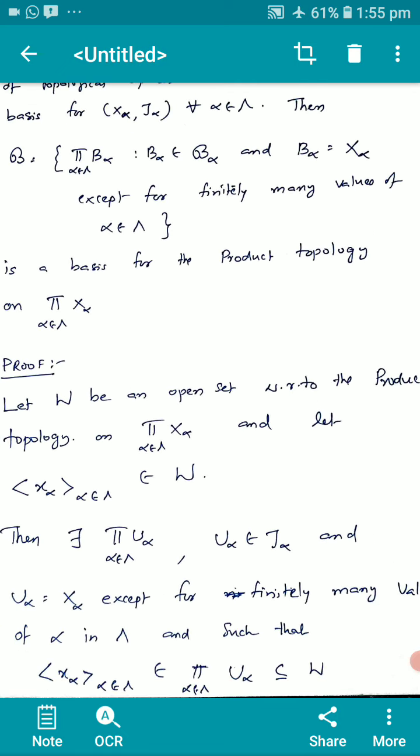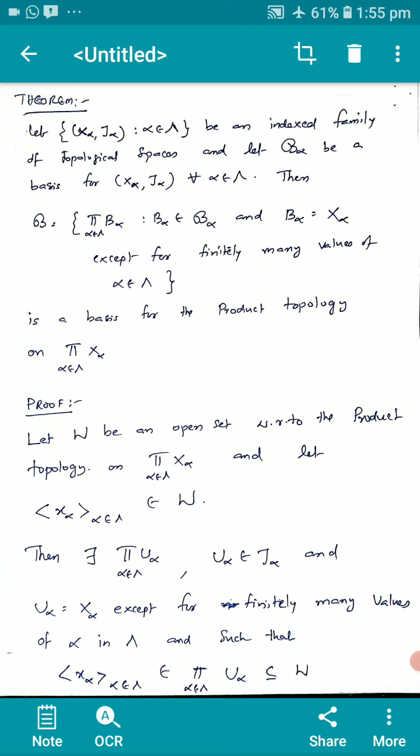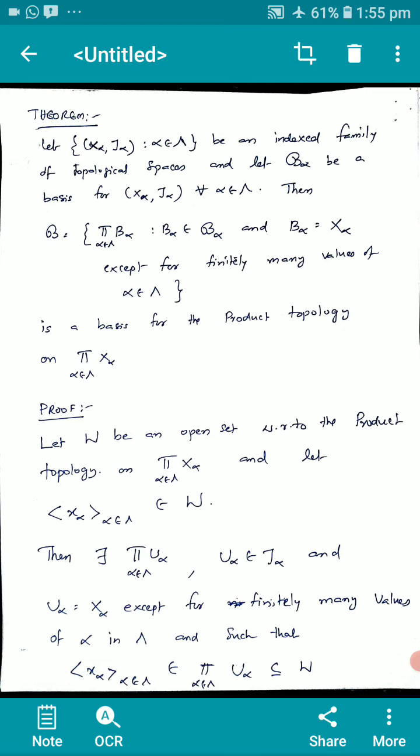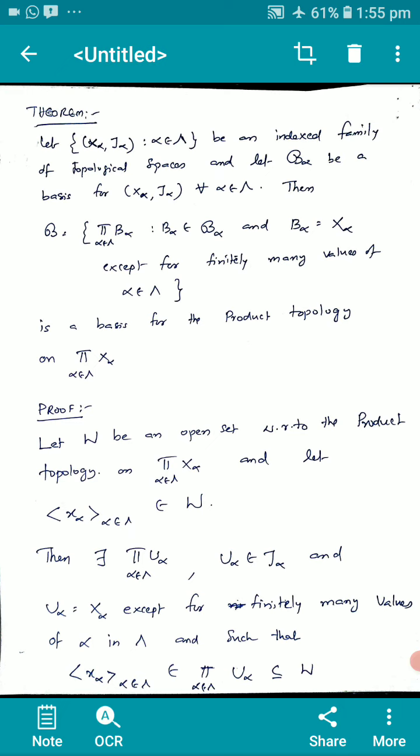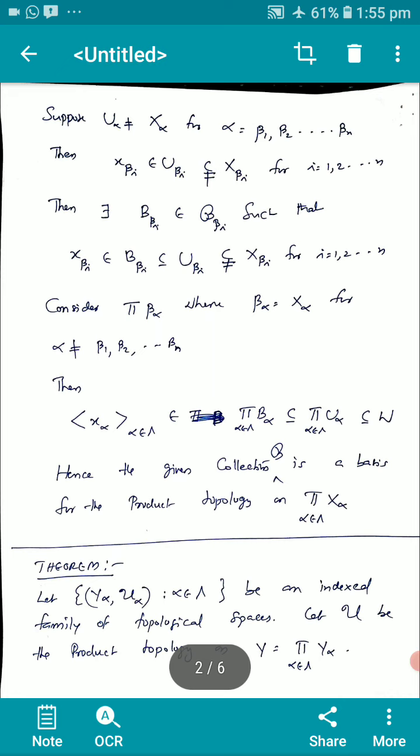Then there exists a product of U_alpha, where U_alpha is open in tau_alpha, and U_alpha equals X_alpha except for finitely many values of alpha in the same index set, such that x is an element of the product of U_alpha, which is a subset of or equal to W. Suppose U_alpha is not equal to X_alpha for alpha equal to beta_1, beta_2, ..., beta_n. Then x_beta_i is an element of U_beta_i, which is a subset not equal to X_beta_i for i equal to 1 to n. That is by the selection.